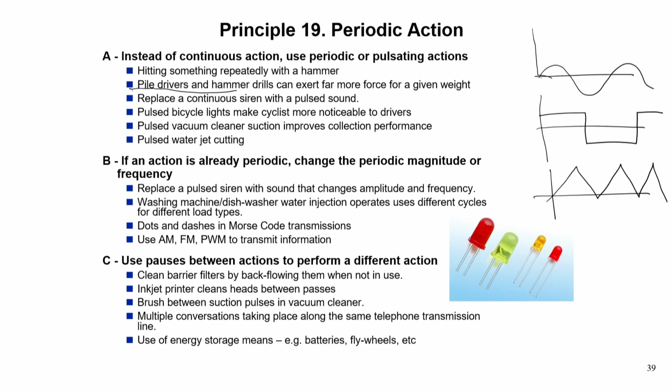Use pauses between actions to perform a different action, like an inkjet printer that cleans heads between passes, or a brush between suction pulses in a vacuum cleaner, or multiple conversations that take place in the same telephone transmission line, or use of energy storage means, like batteries, flywheels, etc. So, these are the examples of periodic action.